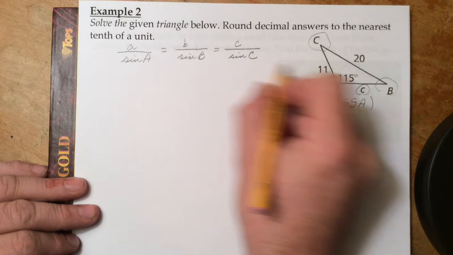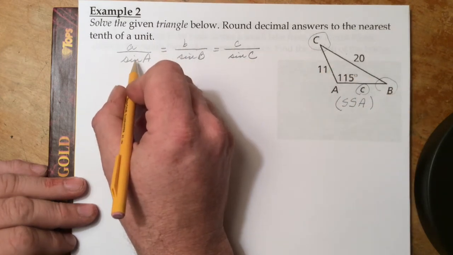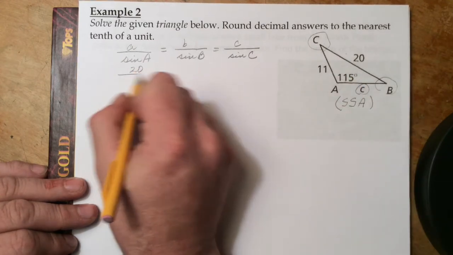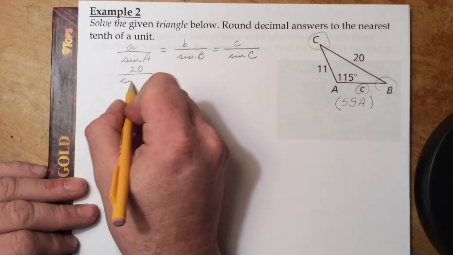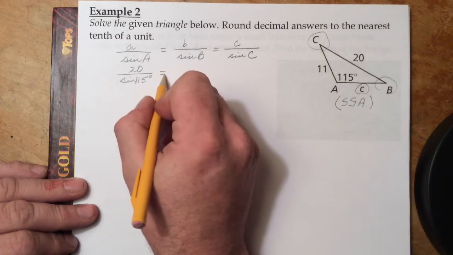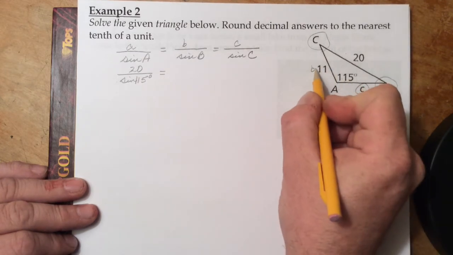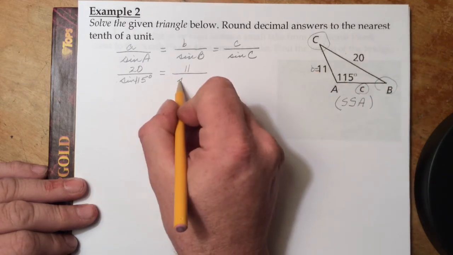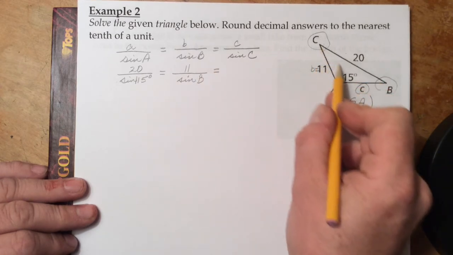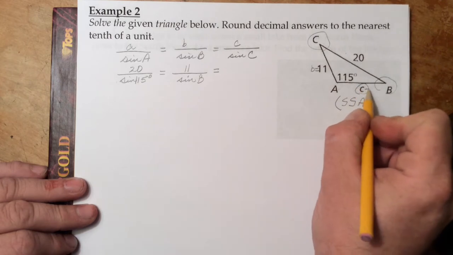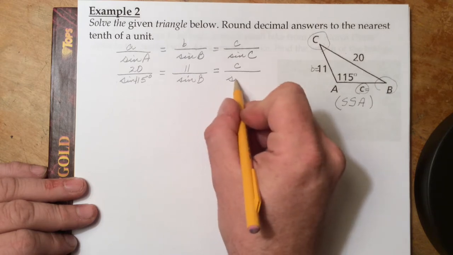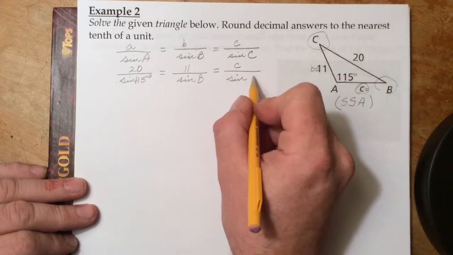Then we substitute in everything we know. A is 20, because it's across from angle A, over the sine of 115 degrees, equals lowercase b is 11 over the sine of angle B, which we don't know, equals lowercase c, across from uppercase C angle, which we don't know, over sine angle C, which again we don't know.